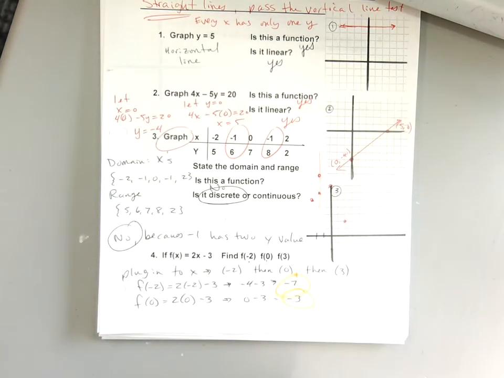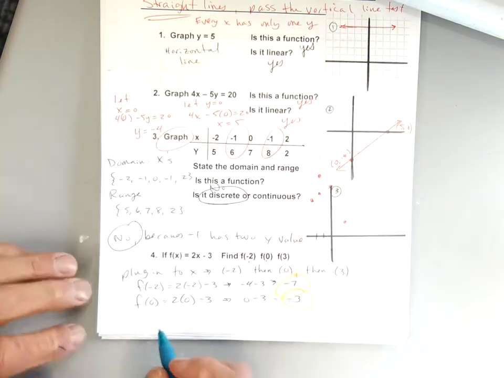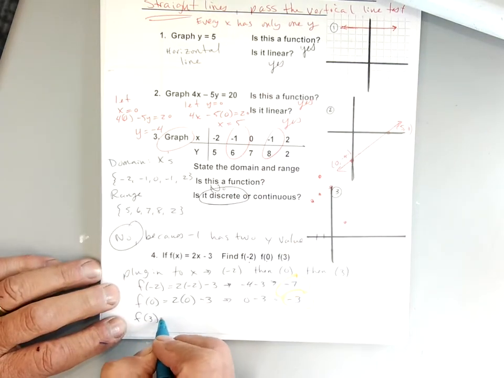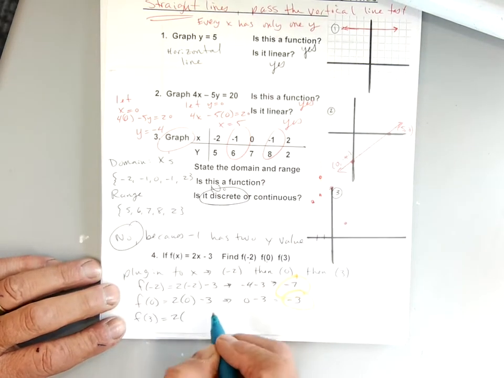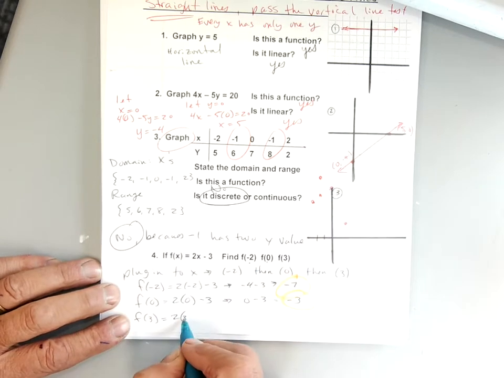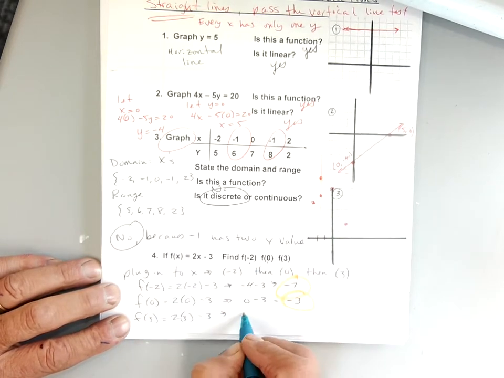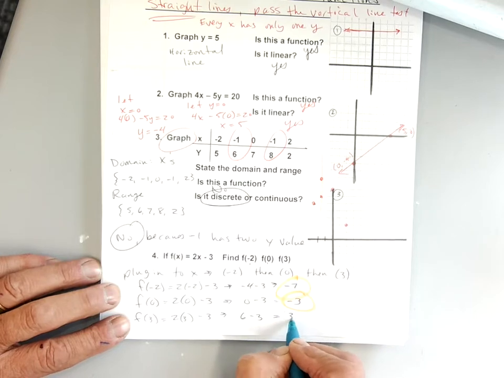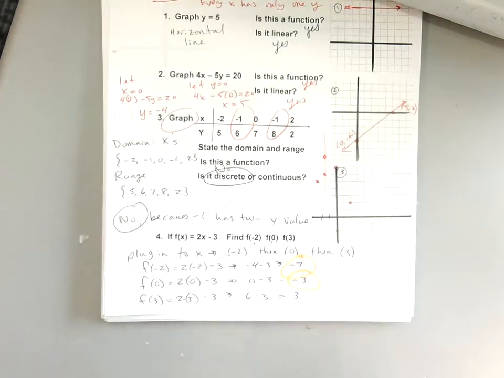And then plug in 3. Okay, f of 3. I'm going to have 2 times 3, plug 3 in for x, which is going to be 6 minus 3, which is 3. And that's that. Can you do that tomorrow? Okay, so it's just a question. That's all it is. What is f of -2? What is f of 0? What is the answer if you plug in 3?